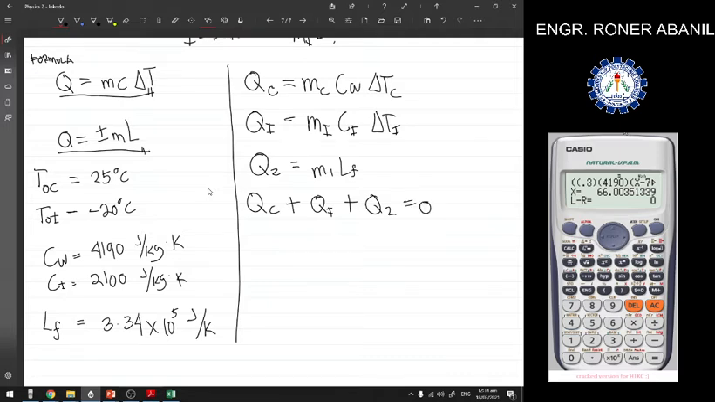Ipapasok lang natin dito yung change of temperature. Yung change of temperature ng cola is T minus initial temperature ng cola. Ganun din yung nasa ice. Dahil equilibrium sila, yung T parehas. Okay? So, isosolve natin yung MI na hinahanap natin.